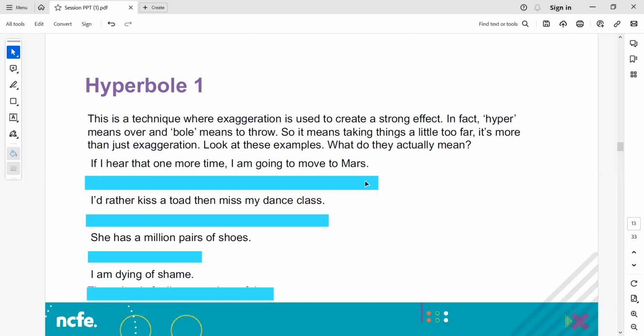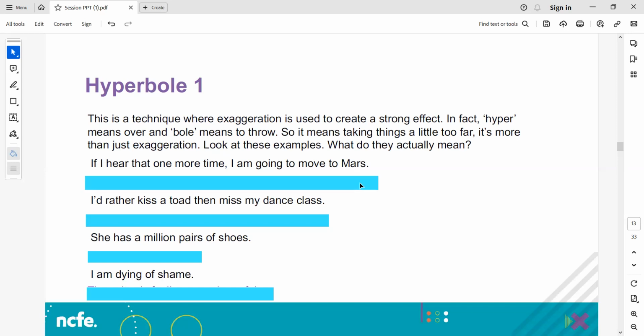If I hear that one more time, I'm going to move to Mars. So what does this person actually mean? They're obviously not going to move to Mars. They're using hyperbole. What does it mean? What are they trying to say? Just trying to give a caution. Yeah, so they're asking someone not to keep repeating themselves, aren't they?